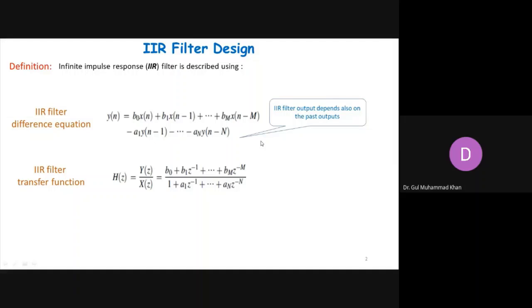The IIR filters are actually filters with memory. They are feedback filters, so they need to have previous values. They are not only dependent on the current values of the input, but they are also dependent on the previous values of the output as well. This is why they are usually termed feedback systems.